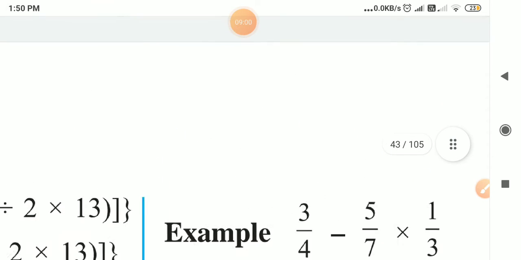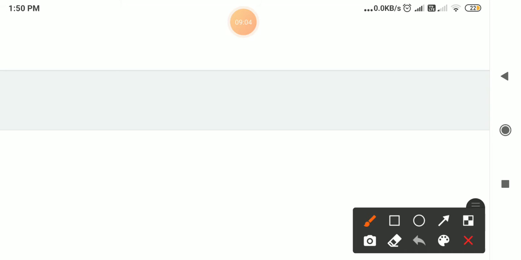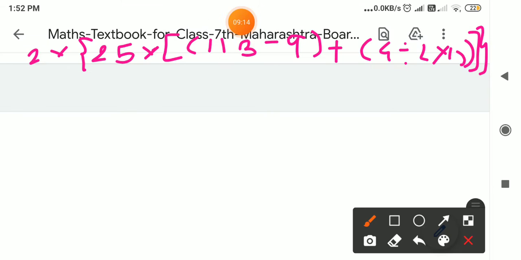Okay, now here I will write the example: 2 into curly bracket 25 into square bracket, this bracket is called a square bracket, 113 minus 9 plus 4 divided by 2 into 13. Round bracket complete, square bracket complete, and the curly bracket. Now we will solve the example.